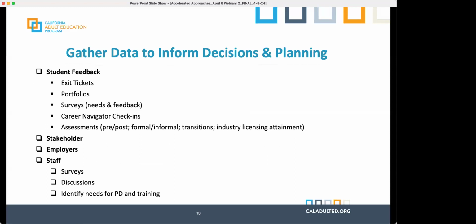Lastly, and we'll talk a little bit more in the third webinar that will come up on May 1st about gathering data for continuous improvement and plan and evaluation. But you need to gather that student feedback, stakeholder input and data, employer input and data, as well as your staff using all of these. And the reason why it's in this webinar as you talk about designing the program is they need to be considered as an upfront component as you design your program. So you can really gather the data as you go along and not as an afterthought.